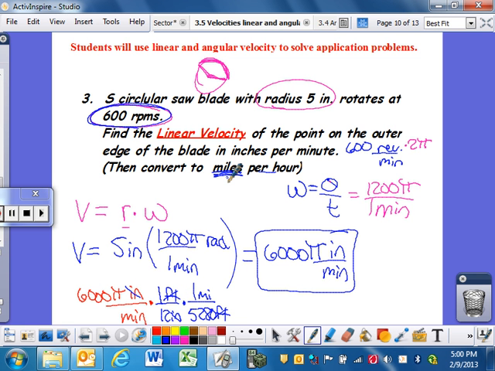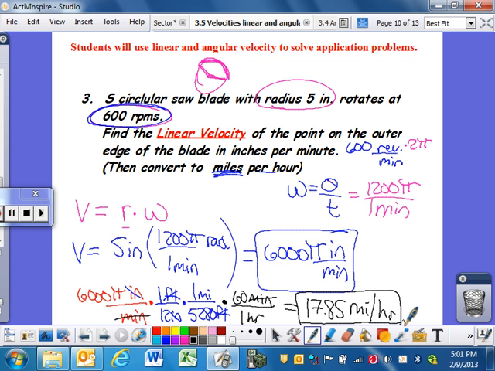Except now I only have minutes on the bottom, and I need an hour. So I'm going to multiply it by another conversion factor. 60 minutes, 1 hour on the bottom. Why is this important? Now my minutes cross out, which I need to have happen, so that I only have hours on the bottom. And then you just multiply it all out. So you go 6,000 times 60 times pi divided by 12, and you'd end up saying that it's 17.85 miles per hour. That problem is pretty neat.